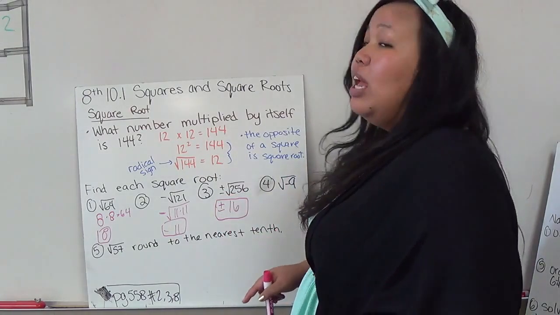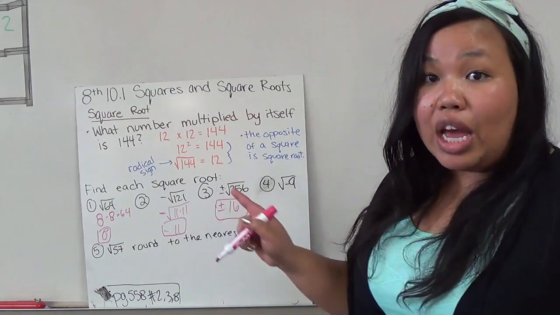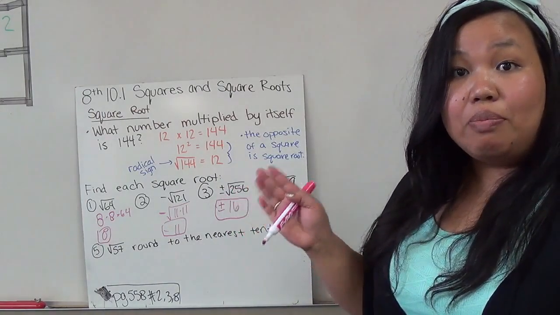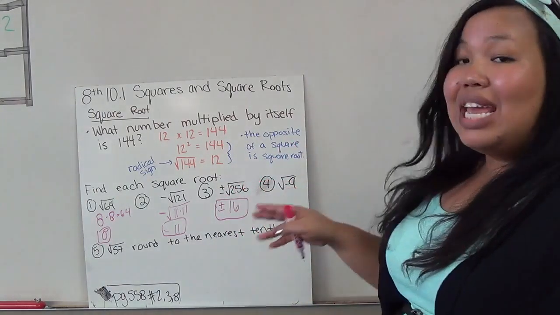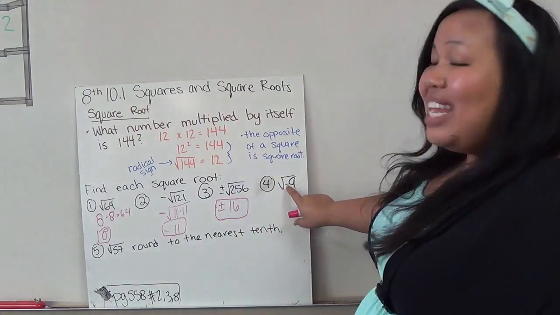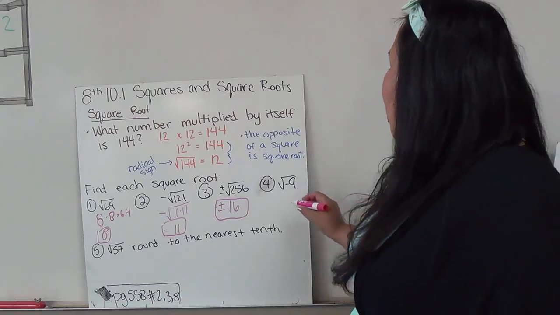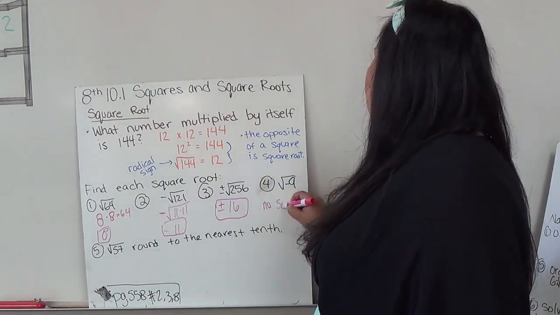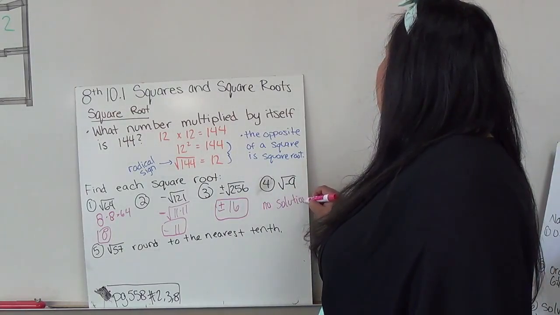Now number 4 is a little tricky because the square root of 9 would be 3, because 3 times 3 gives me 9. But the problem is there's a negative inside. Now this one had a negative on the outside, but when there's a negative on the inside of the radical sign, this is no solution.